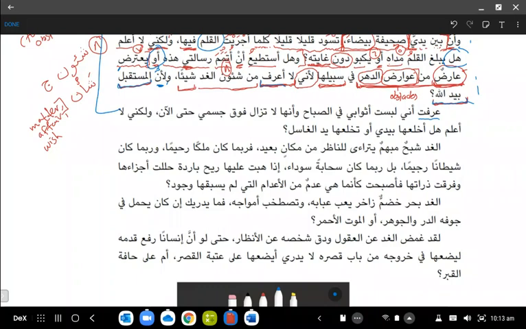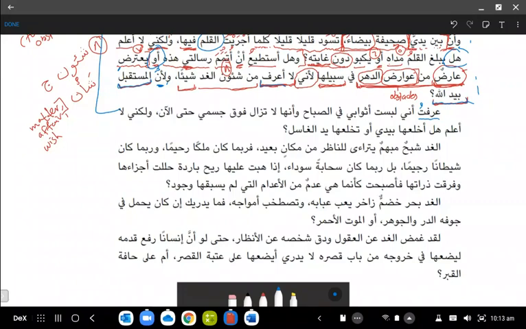So because the sentence starts with a fi'al, you are always going to look for the fa'il. Every time the sentence begins with a fi'al, the next thing you need to figure out is who is the doer, or what is the doer, or who is the fa'il. And here we have the fa'il attached to the fi'al itself. So araf, to know.